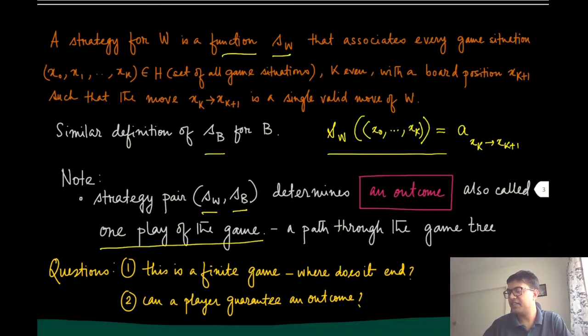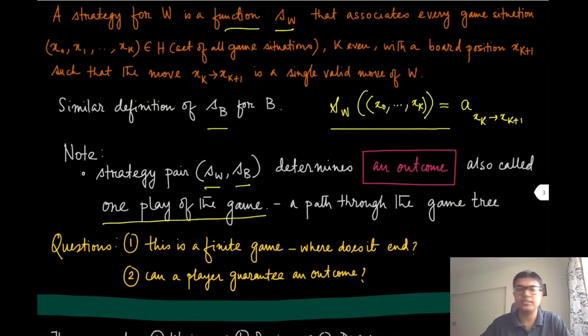Now the question that might be interesting in this case, because this is a finite game, is where does it end? Does it end in a win for white, a win for black, or in a draw? That should be an interesting question to ask. And can a particular player guarantee an outcome? For instance, can the white player say that I have a strategy through which, no matter whatever the other player is playing, I'm always going to win? Can they ensure such kind of thing?